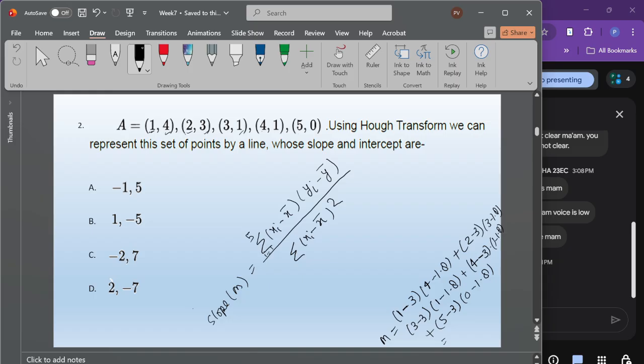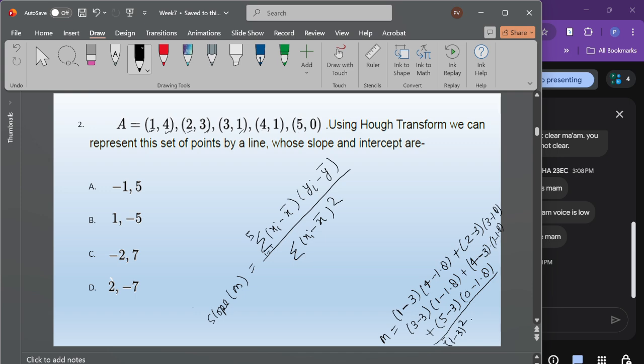Now, okay, I'm just writing the denominator here as well. So m is equal to 1 minus 3 whole square plus 2 minus 3 whole square plus 3 minus 3 whole square plus 4 minus 3 whole square and plus 5 minus 3 whole square will be there. Okay, so now just take all the calculations.